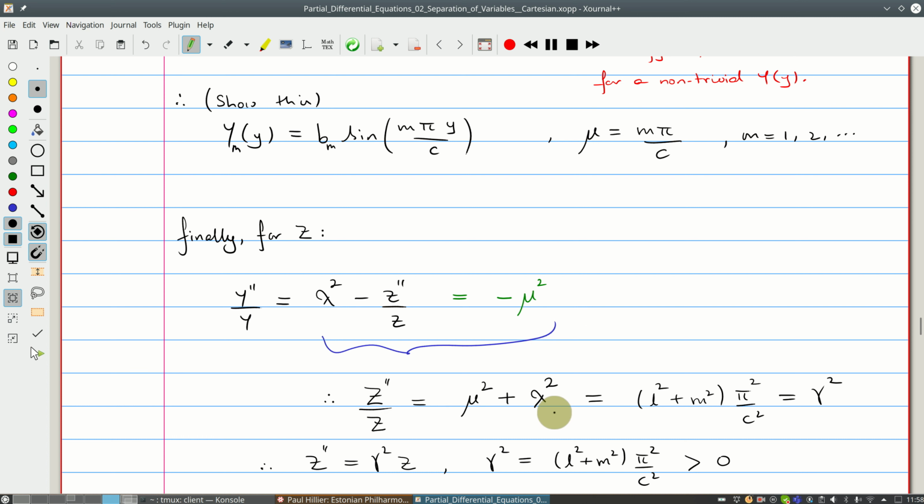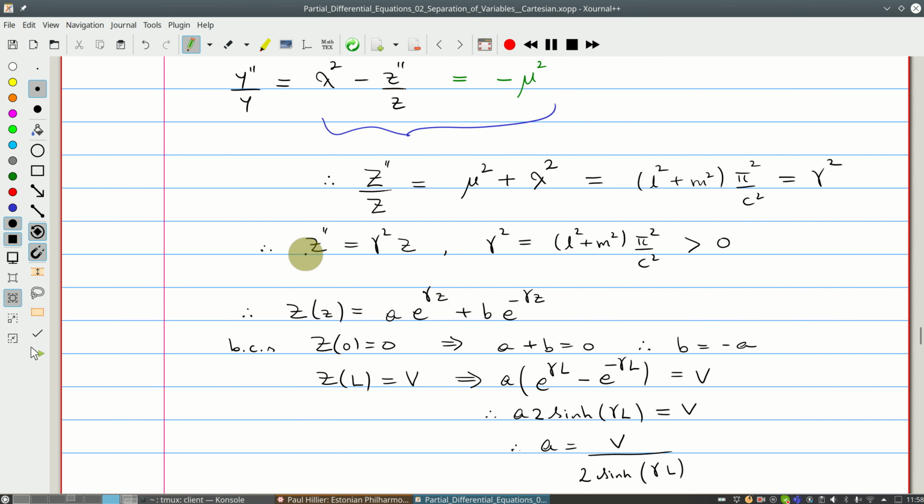Well, we know what mu and lambda are. Mu is given by m pi over c. Lambda was given by l pi over c. Put that in there. That's going to be L squared plus M squared times pi squared over C squared. In other words, we don't need another constant for Z. We already know what it is, but it's tedious to write this down all the time, so I'm going to call it gamma squared. Gamma squared is defined to be this. I don't need to solve for it anymore.